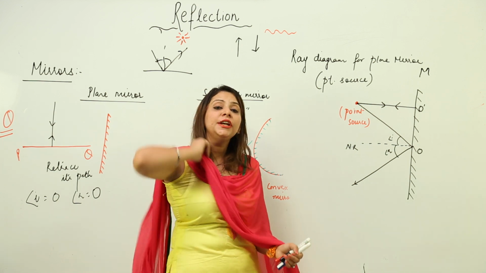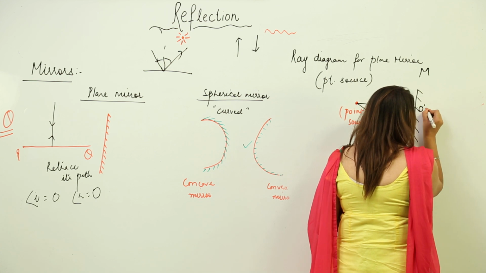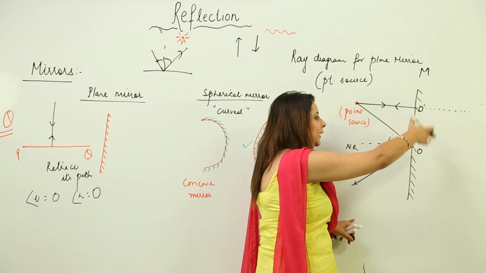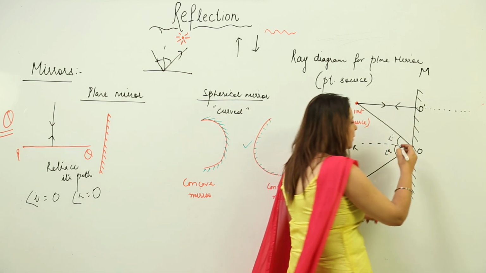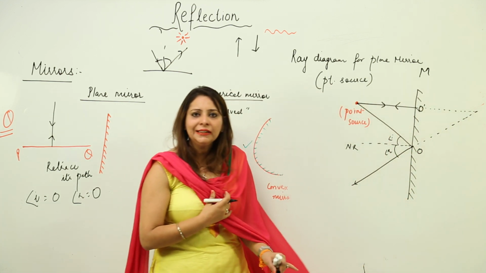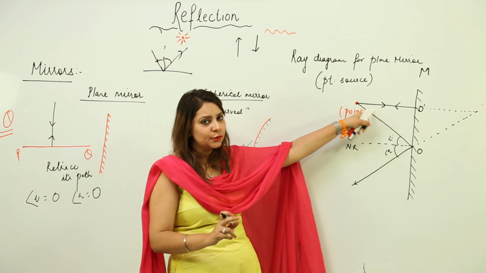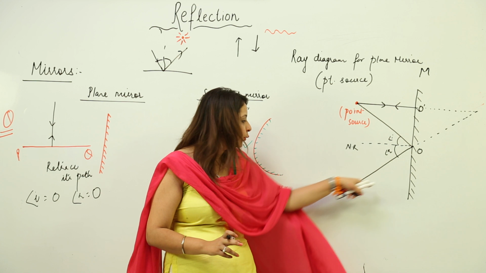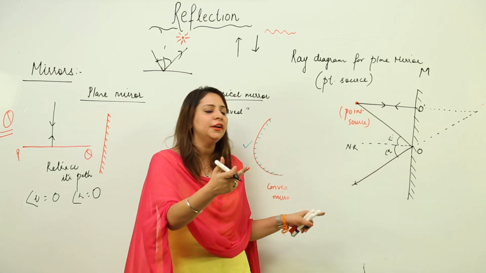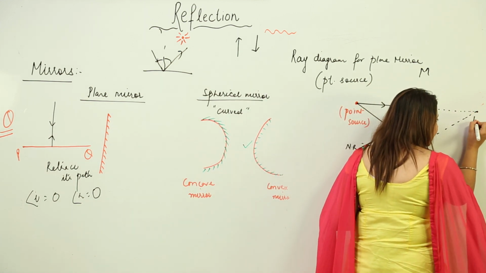But if we just produce them hypothetically behind the mirror, like if I produce this reflected ray behind the mirror like this, and this reflected ray is this, so if I just extend it behind the mirror, it will get extended like this. So can you see that they are meeting now? Yes, we can see. Otherwise, in a real situation, they are not meeting. This reflected ray is going in this direction and this reflected ray is going in this direction. They are not meeting. But when you extend these rays behind the mirror, you see that they are meeting hypothetically. So this is the image.